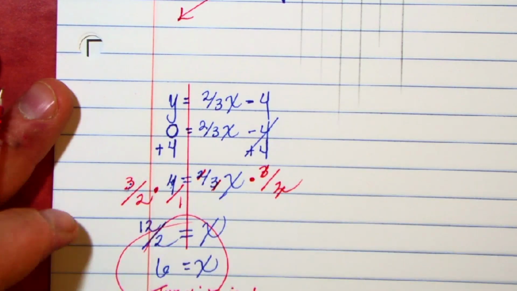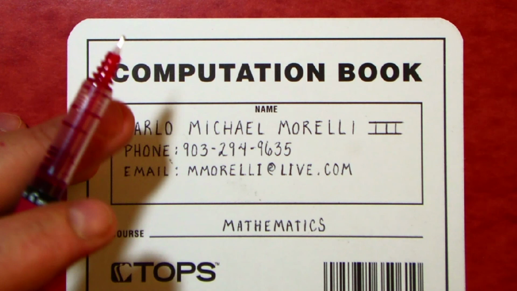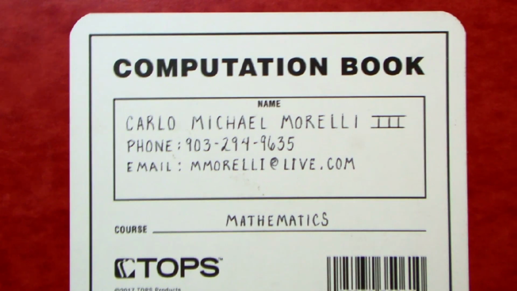Now, for your homework, you will finish the 4 problems at the bottom of that page. And all you have to do is solve: just replace the y with a 0 and solve for x. Replace the y with a 0 and solve for x.